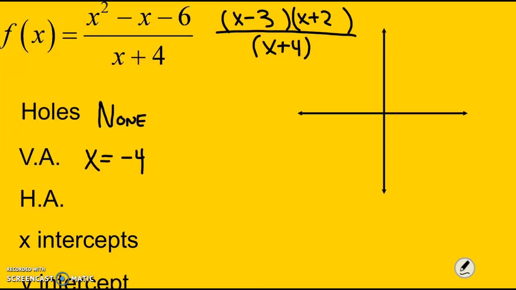Horizontal asymptotes. This is where we're in uncharted territory. The top is bigger than the bottom now. So when the top is bigger than the bottom, we have a slant, and our asymptote is going to be oblique. It's going to be at an angle or slant. And to get the line of that slant, we're going to have to divide the numerator by x plus 4.